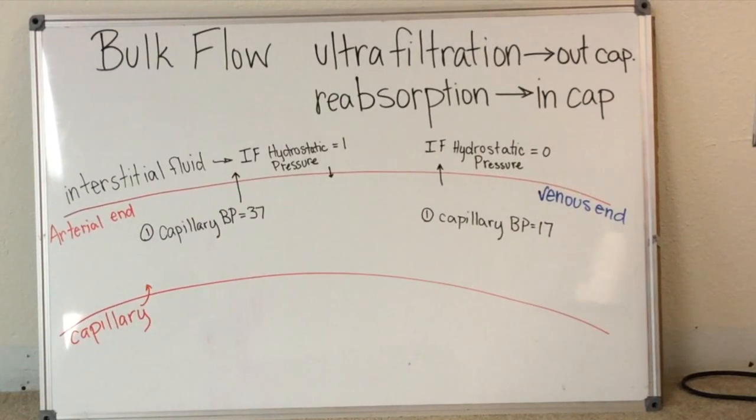Just like diffusion, there's always movement in both directions. However, the net movement is going to be whichever force is greater. In terms of hydrostatic and blood pressure, on both ends, we can see that capillary pressure is greater than hydrostatic pressure. So net movement in both cases, on the arterial and the venous end, due to capillary blood pressure would be outward into the interstitial space.